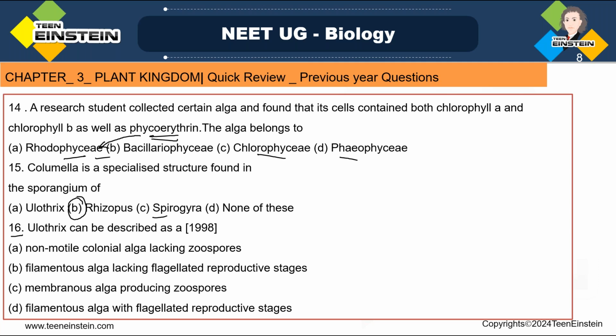So which is the right answer? Option D, filamentous alga. Ulothrix is a filamentous alga with flagellated reproductive structures. To answer this kind of question, you should have a connection with those examples, like how Ulothrix looks, how it reproduces, and whether they are motile or non-motile. You should have a minimum idea about all these forms.